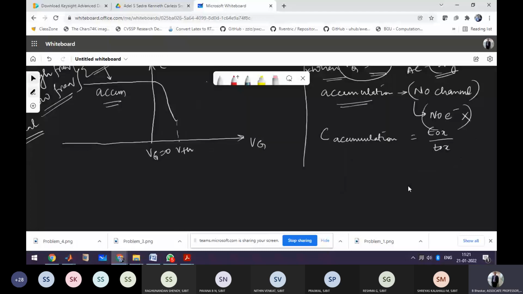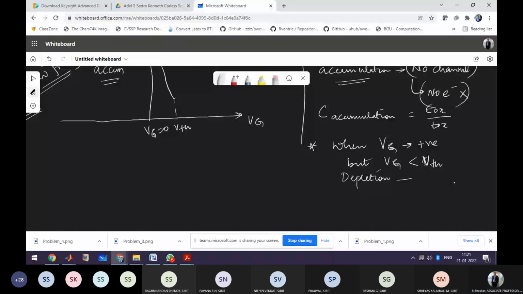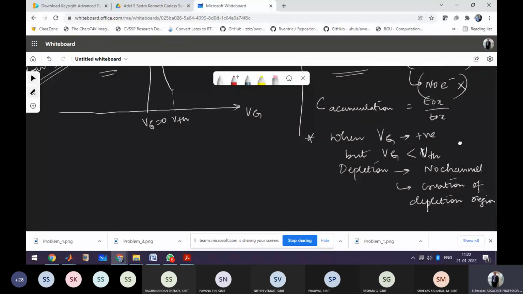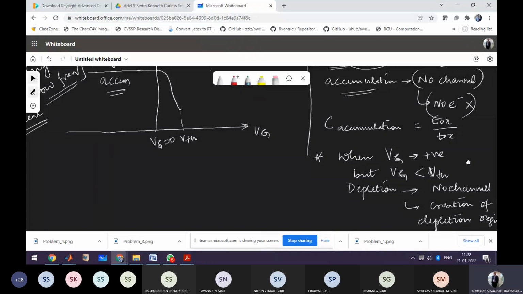Now let us say VG is positive, but VG is less than VTH. This is the depletion process, or depletion operating condition. Is there a channel creation? No channel creation. But there is a creation of depletion region. But remember, there is no exchange of charge carriers. There is no electron flow happening. Electrons are not flowing here. You only see the depletion region getting created. So the electrons are not flowing even here. Channel is not there anyways. Depletion region is getting created, but electrons are not coming towards the silicon dioxide layer.